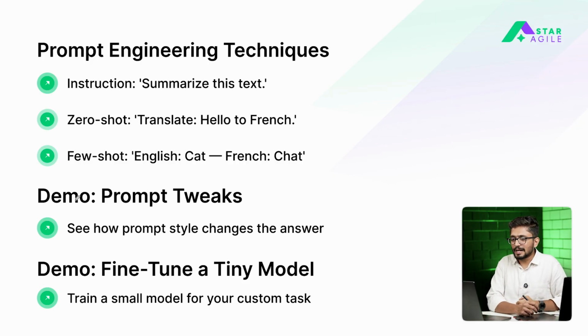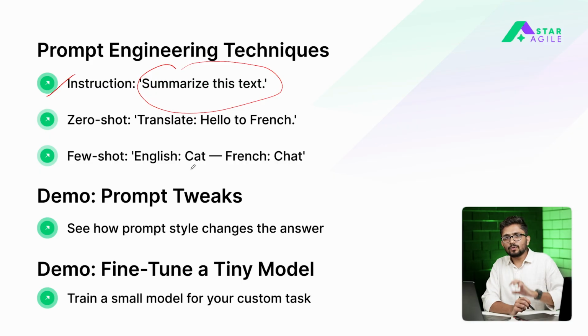So in this particular example, let's say the first one is known as instruction prompting. In instruction prompting, you basically tell the model a certain instruction, and if the model knows what that instruction means, it will try to answer that question based on the meaning of that instruction.